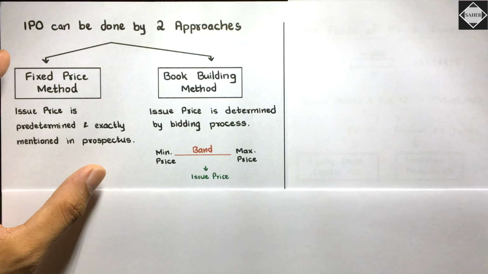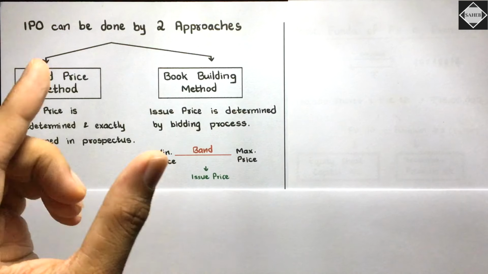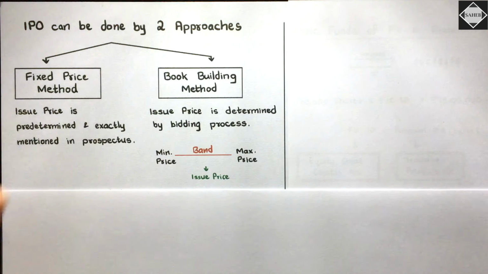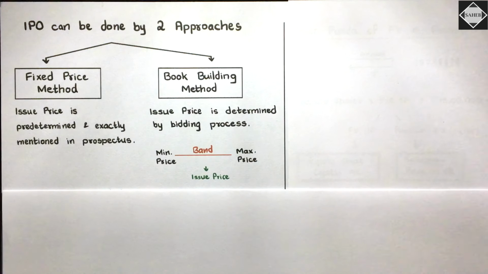In the fixed price method, as the name suggests, the issue price will be fixed by ourselves in the beginning only. The public will get to know that and they will decide whether to invest or not. Simple. In the book building method, which is the most practical approach, the issue price will not be fixed by us.